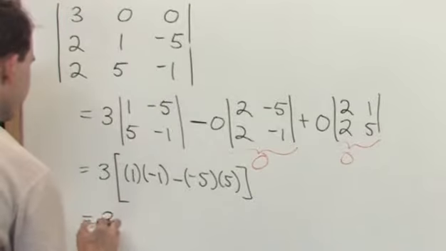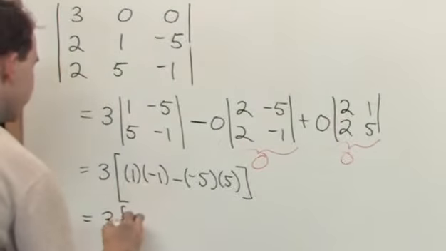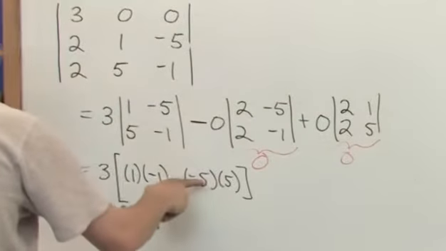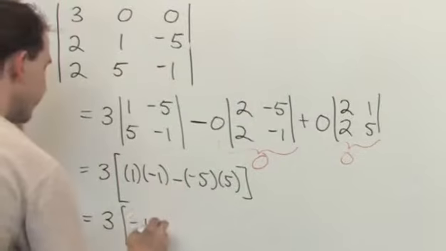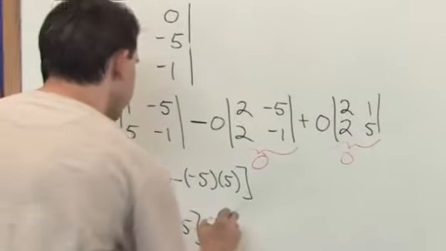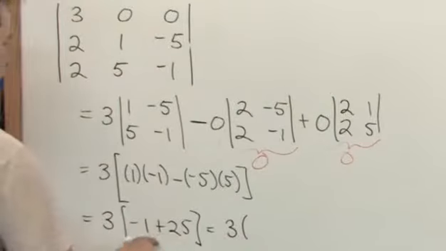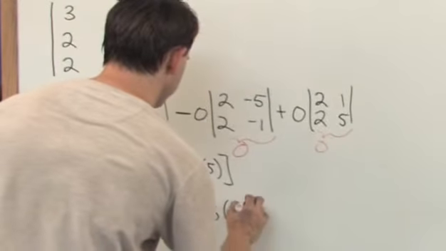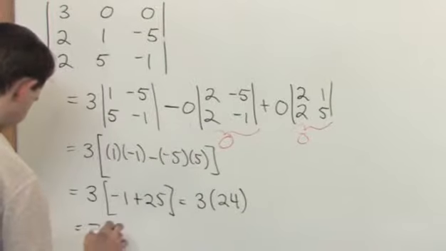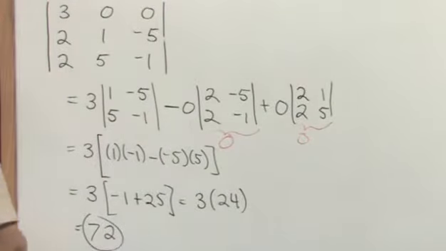So on the inside you have 1 times negative 1 is negative 1, 5 times 5 is 25, so you have negative 25 times negative is positive 25. Okay, so what you're going to have is 3 times 24. Okay, 3 times 24, so what you're going to have is 72. That's the determinant of the matrix.